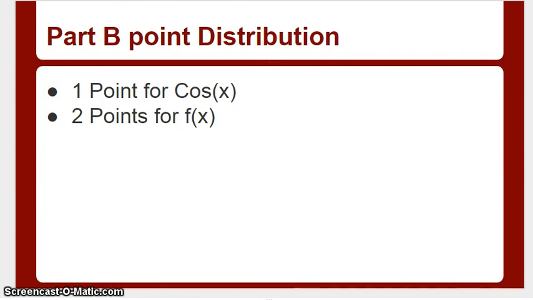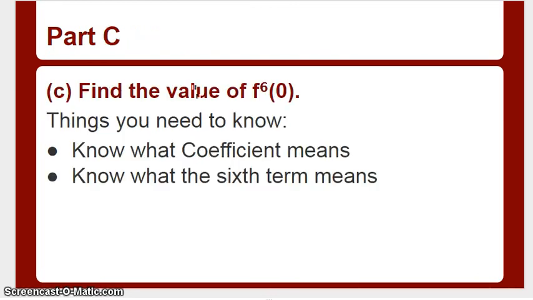Okay, so let's take a look at the part B point distribution. Now you will get 1 point for cosine of x and 2 points for the f of x. Okay, so let's take a look at part C.